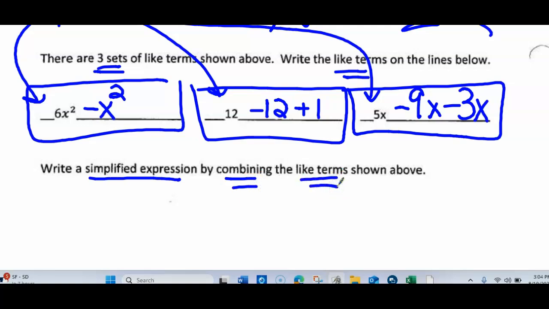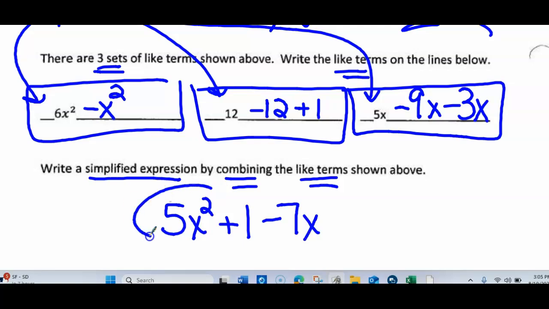So what answer do you think you should have? Hopefully you've been following along and you know that 6x squared minus x squared is 5x squared. 12 minus 12 plus 1 gives you 1. And 5x minus 9x minus 3x gives you minus 7x. And you do nothing else because these 3 are not like terms. So we're going to have to stop here and get video number 2 ready.